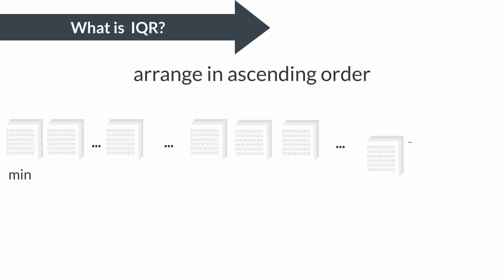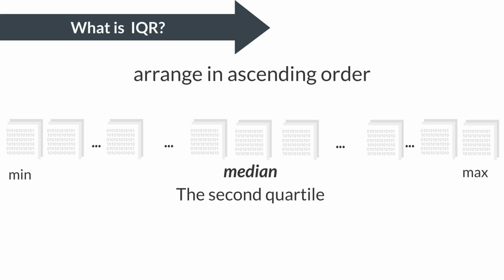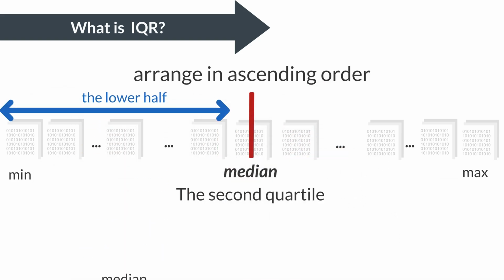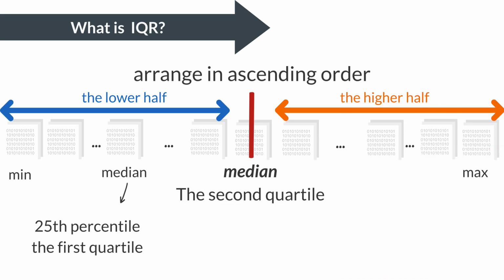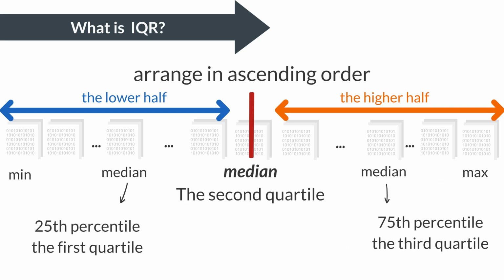When you arrange data from minimum to maximum, the middle value is known as the median. In other words, there are 50% of the data above and 50% below the median. Among the lower 50%, if we find another median, that becomes the 25th percentile value, also called the first quartile. Similarly, among the upper 50%, finding the median gives us the 75th percentile value, also called the third quartile. This middle 50% range, from the 25th to the 75th percentile, is what we refer to as the interquartile range, IQR. It's a simple and intuitive concept, isn't it?